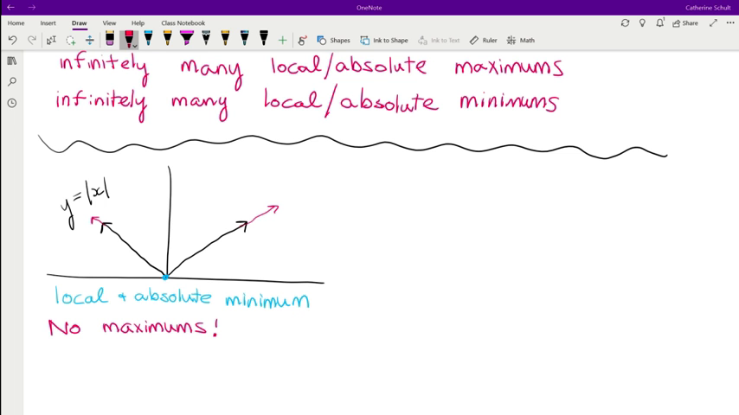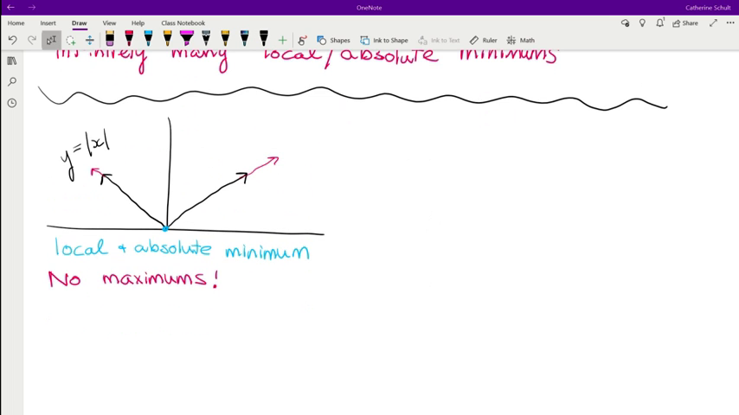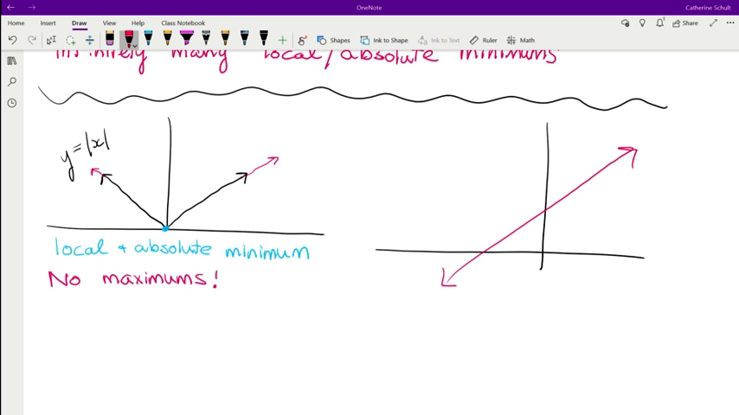All right. And of course, there's also functions that might not have either. So a really basic example is just a graph of a line. The graph of the line, there's no number, and again, we can look at a closed interval. There's no number that's going to be the maximum or the minimum, because you can choose any point on the line like this, and there's always going to be a point that's bigger. You can choose any point on the line, and there's always going to be another number that's bigger. So in this case, there's no maxes or mins.